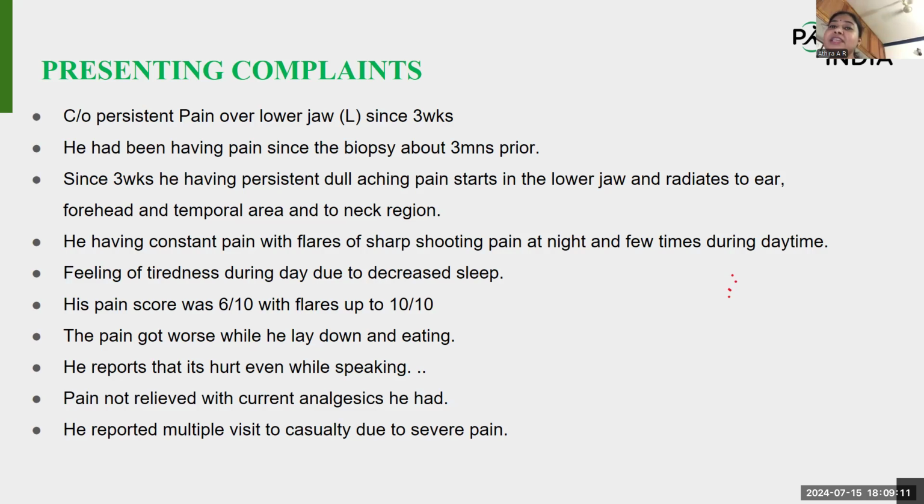He has constant pain with flares of sharp shooting pain, especially during night and a few times during the daytime. He complains of tiredness during the day due to decreased sleep, having a pain score of 6/10 with flares up to 10/10, which is worse while he lies down and while eating. He is a businessman, and he complains that it hurts even while speaking. The pain is not relieved with current analgesics, and he had multiple visits to casualty due to severe pain.